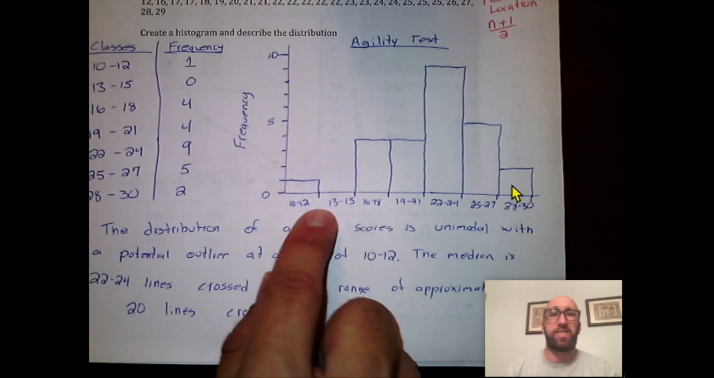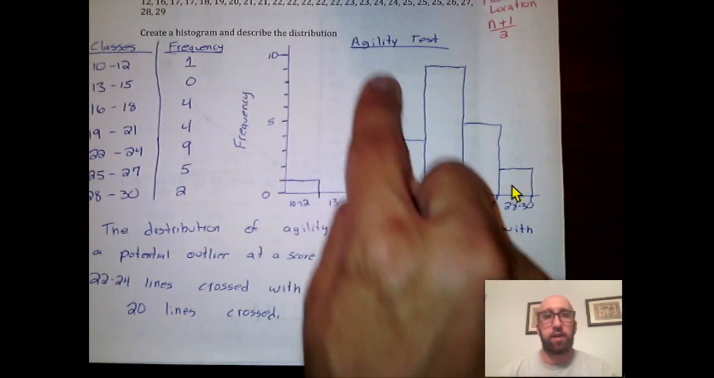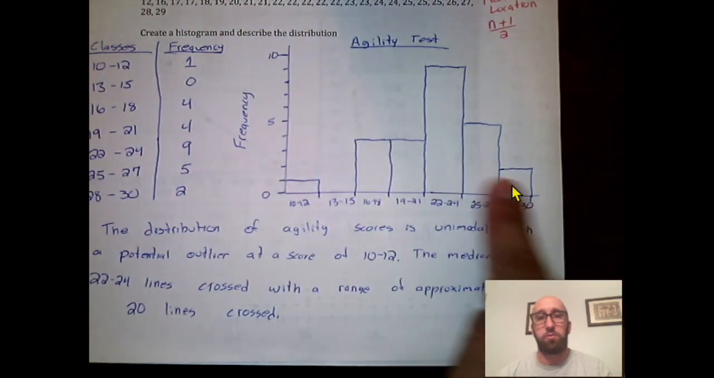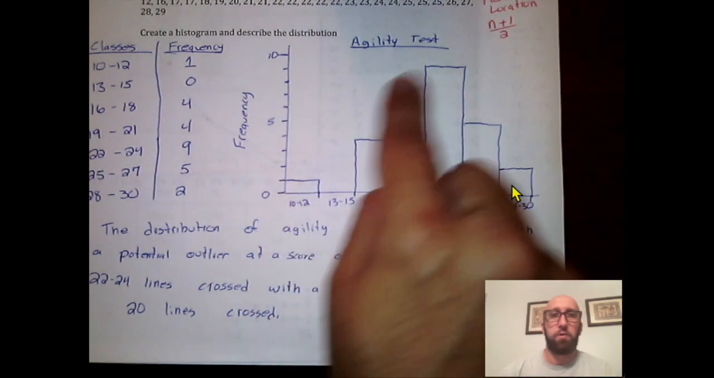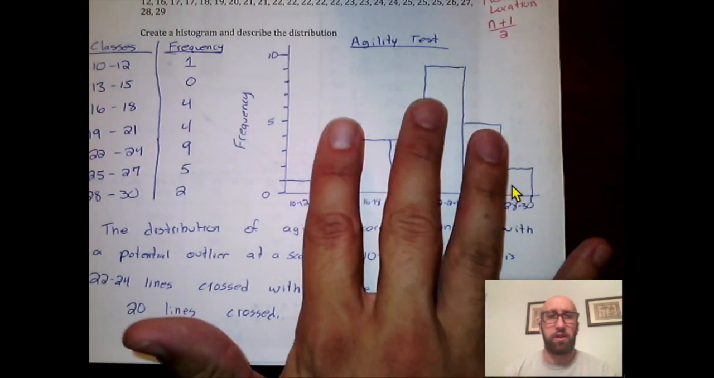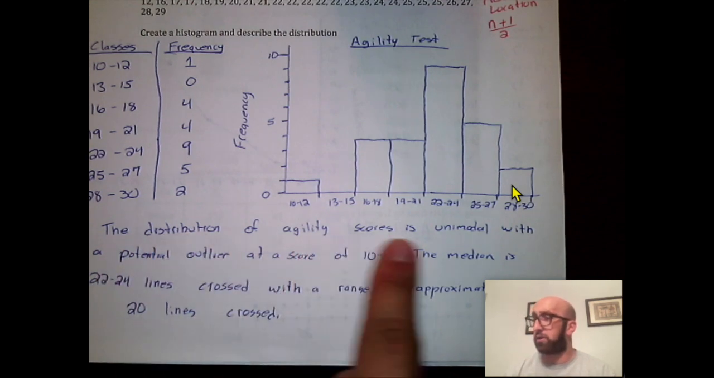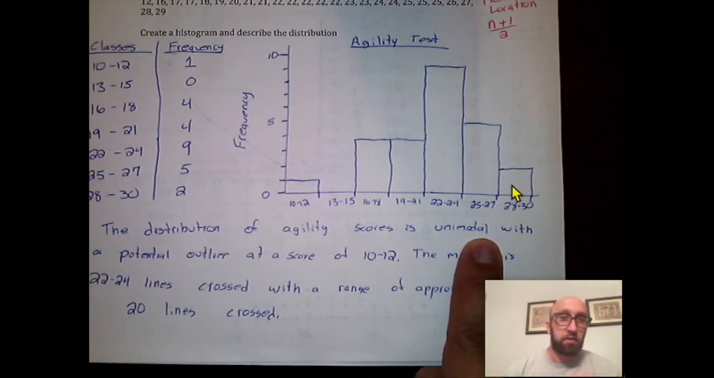With histograms, you can see skewness pretty easily. You're going to see stacked bars on one side, and then it flattens out on the other. So this would be skewed right, skewed left, or roughly symmetric. You could see uniform as well. So you can see all the different shapes very easily with histograms. So with this one, I said the distribution of agility scores is unimodal. Great. Context, there's my shape.